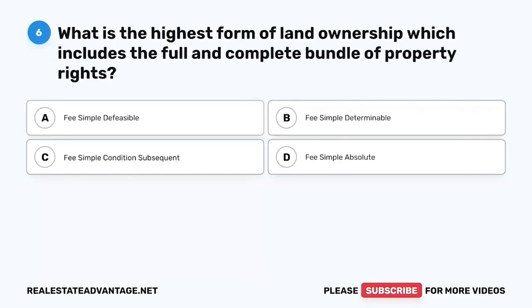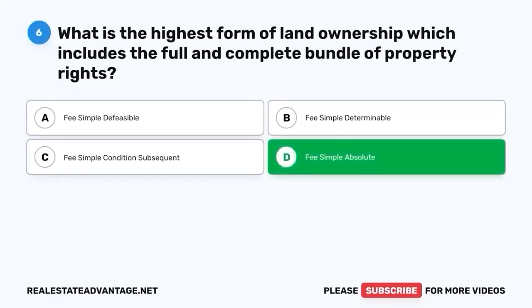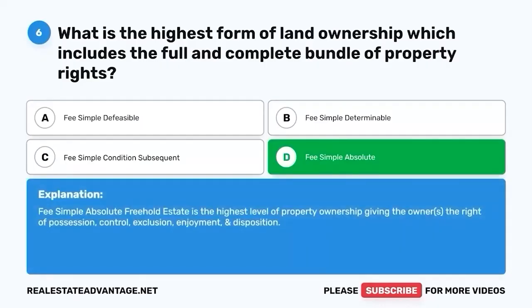Question 6. What is the highest form of land ownership which includes the full and complete bundle of property rights? A. Fee simple defeasible. B. Fee simple determinable. C. Fee simple condition subsequent. D. Fee simple absolute. The correct answer is D. Fee simple absolute. Freehold estate is the highest level of property ownership, giving the owners the right of possession, control, exclusion, enjoyment, and disposition.